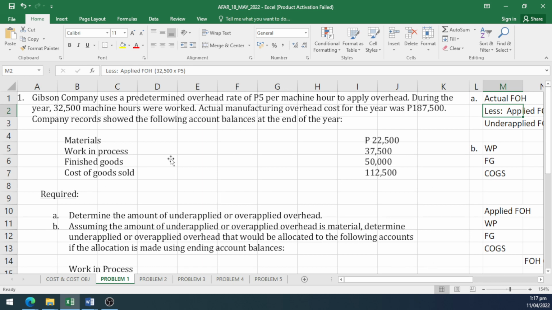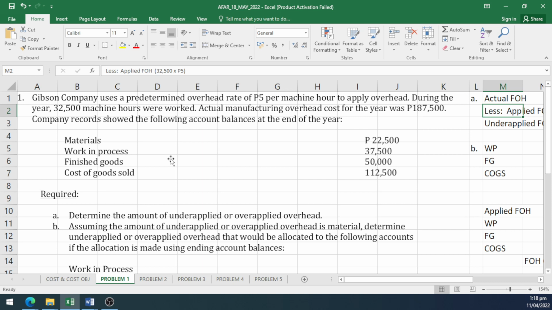Ang factory overhead ay indirect manufacturing cost. Tandaan ninyo yan. At yan ay ina-assign natin through allocation. And then, we have 3 valuation systems or cost accounting systems. We have the actual costing, we have the normal costing, and then we have the standard costing. Yung actual costing, the actual factory overhead, yun ang tinatransfer natin or ina-apply natin sa work in process.